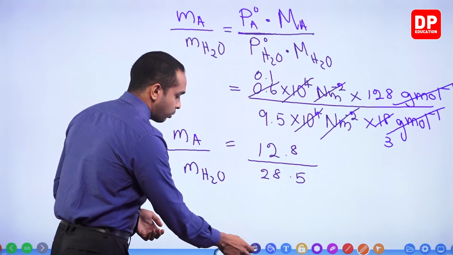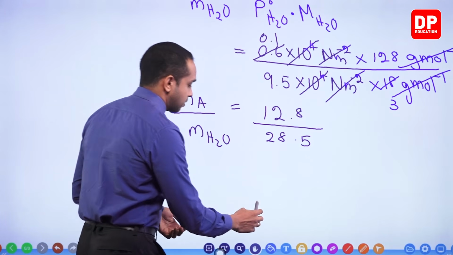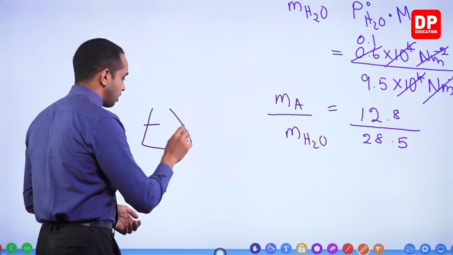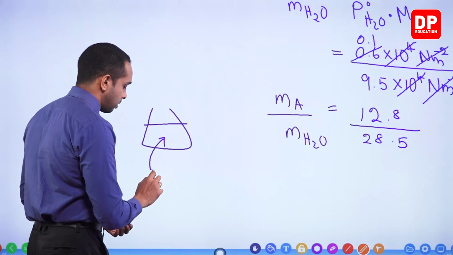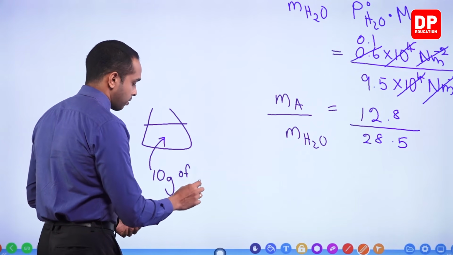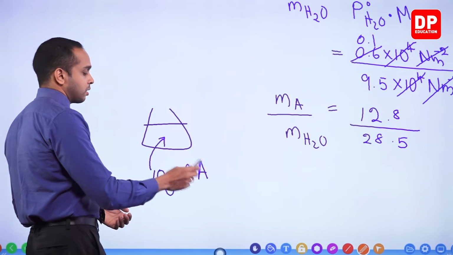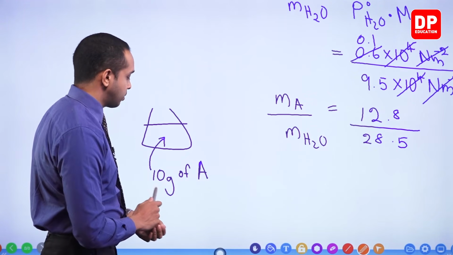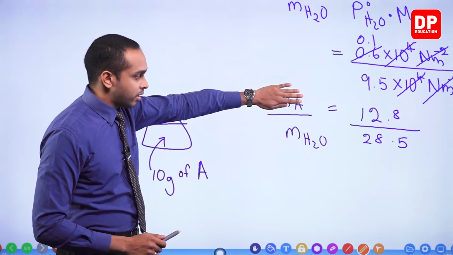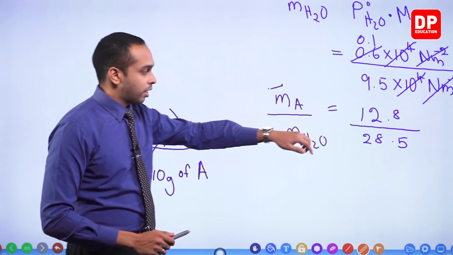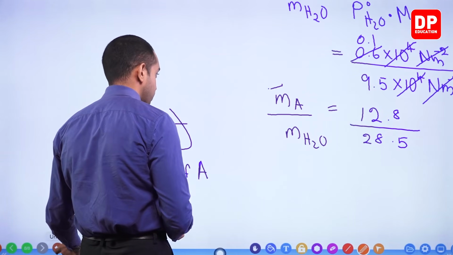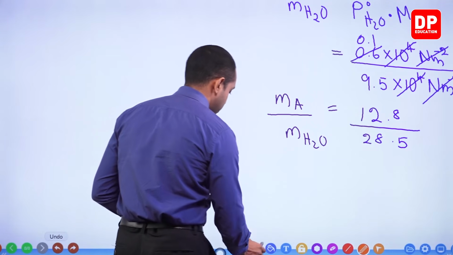So now in this question they say that in this distillate there is 10 grams of naphthalene. We assigned a letter A for naphthalene here. So we have 10 grams of naphthalene, or A. If you know the mass of naphthalene and if you know the ratio, can you not find out the mass of water that is found here? We can. So let's go ahead and do that.